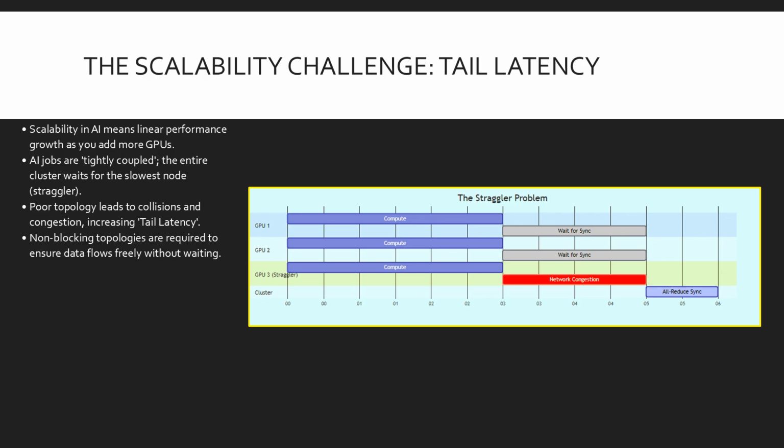A standard topology often has blocking ratios where bandwidth is shared, causing collisions. For AI, we need non-blocking designs. Without this, more GPUs effectively slows you down because you are simply adding more opportunities for network congestion.